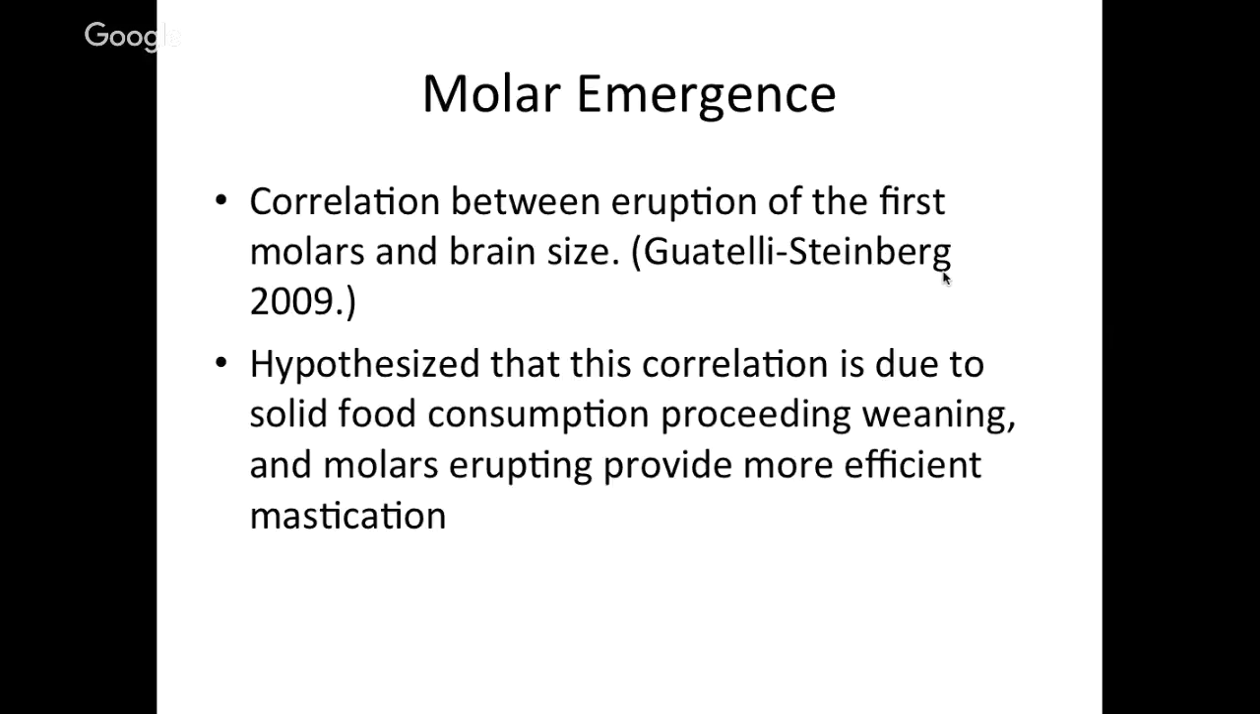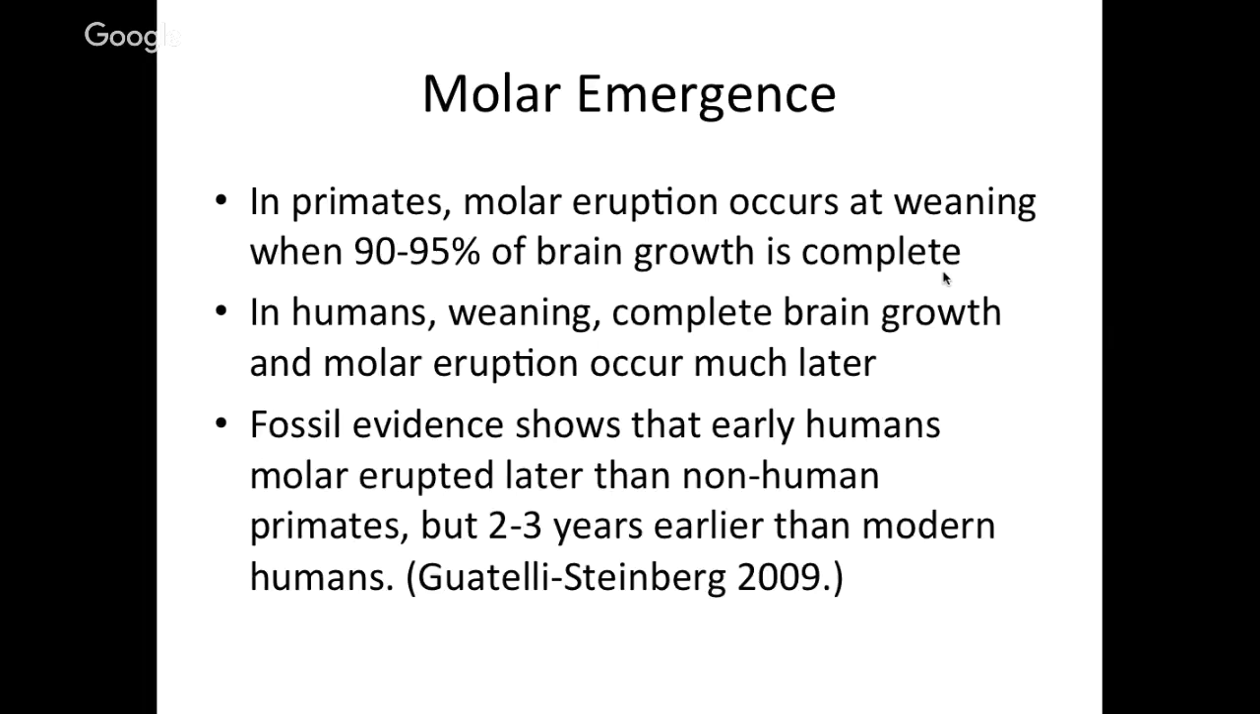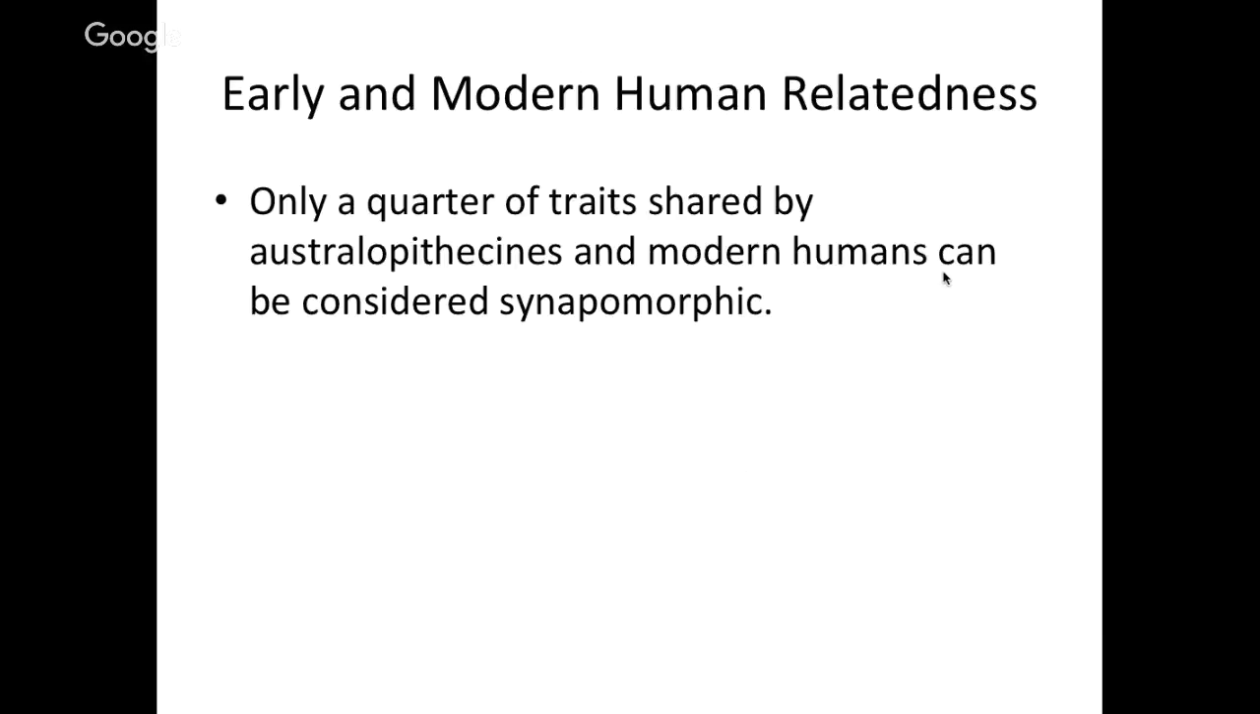So in primates, molar eruption occurs at weaning when about 90 to 95% of brain growth is complete. In humans, weaning, complete brain growth, and molar eruption occur much, much later. And fossil evidence shows that early humans' molars erupted later than non-human primates, but 2 to 3 years earlier than modern humans. So the final thing I want to look at is modern human relatedness.